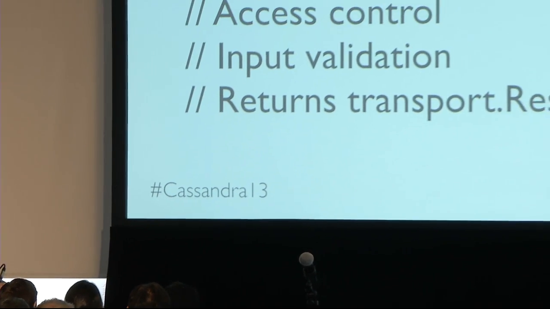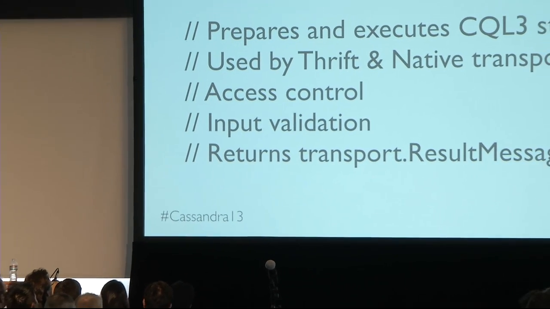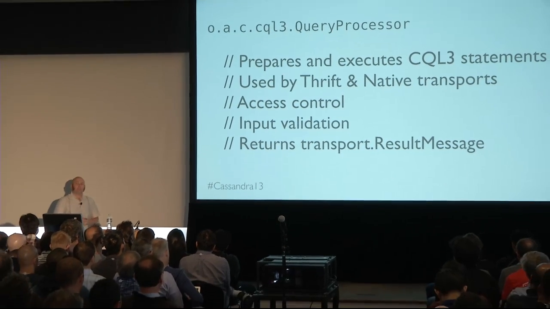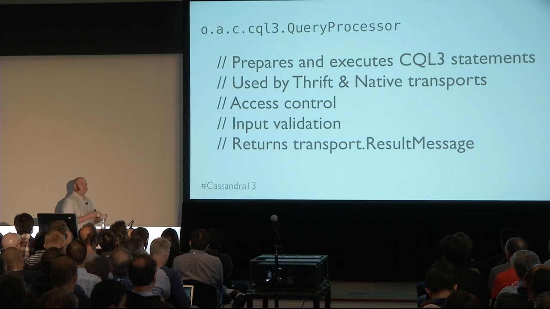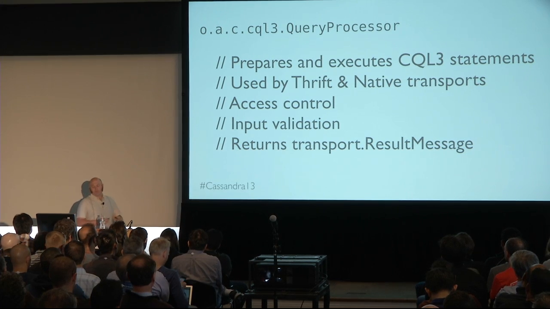Over to CQL3 now. The equivalent to the CassandraServer is pretty much the QueryProcessor. This guy prepares and executes CQL3 statements. It's used by both Thrift and native binary. If you call execute_cql3_query, you come into the CassandraServer and jump over here for the execution. Has the access control and input validation that you'd expect, and it returns transport messages instead of Thrift messages. So when this is called from Thrift, there's a little bit of extra work to thriftify that result.